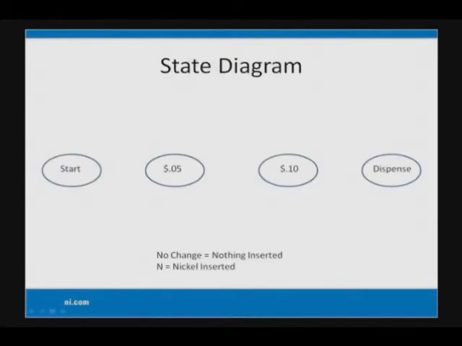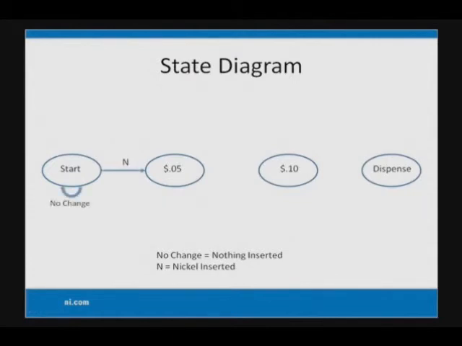If we look at this state machine, we'll notice that there are four distinct states: start, 5 cent, 10 cent, and a dispense state. From each state there are two transitions. From the start state, if a nickel is inserted, there's a transition from the start state to the 5 cent state. If nothing is inserted, there's no change in the current state, so there's no transition.